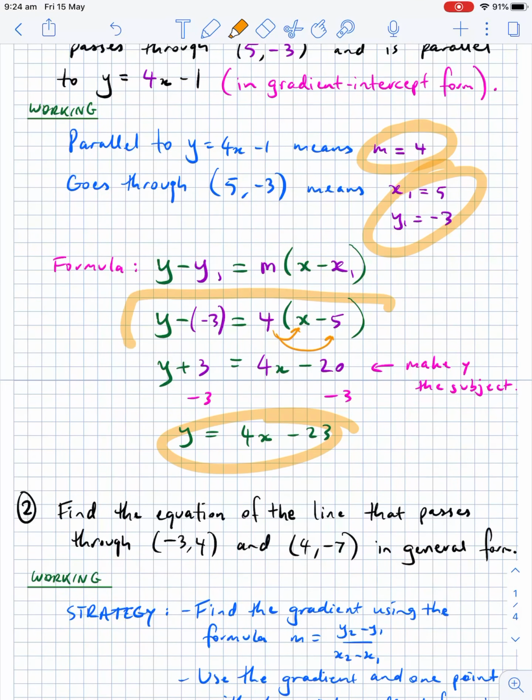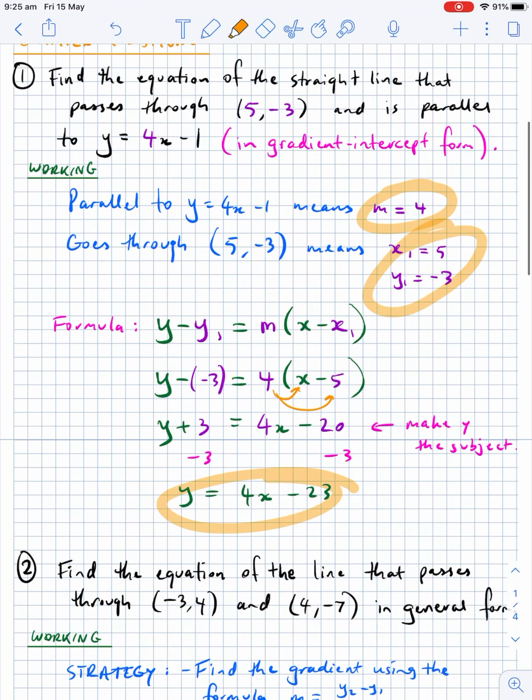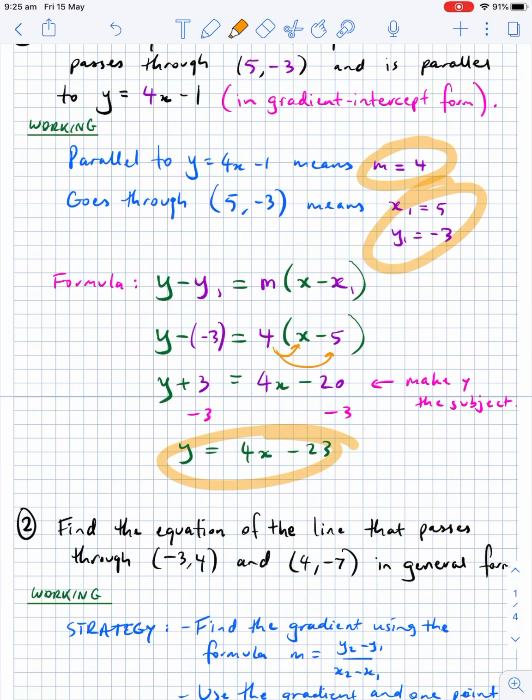Okay, now you have to deal with this line here. It's all about expanding these brackets now and getting y by itself because we want it in gradient intercept form. Okay, so 4 times x makes 4x. And 4 times negative 5 gives us negative 20. And the double negative here makes y plus 3 over here. Now we want to try and get y by itself because that is the gradient intercept form that we're after.